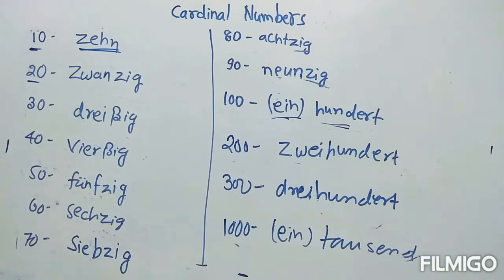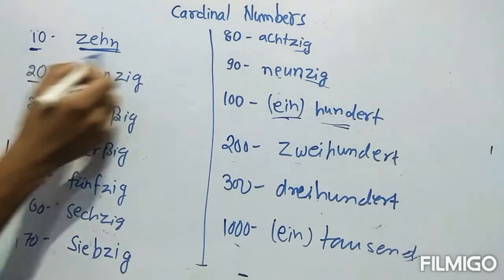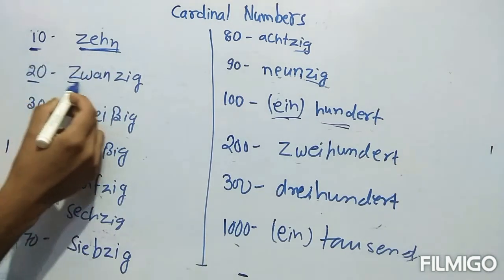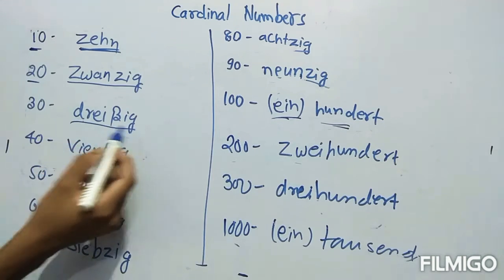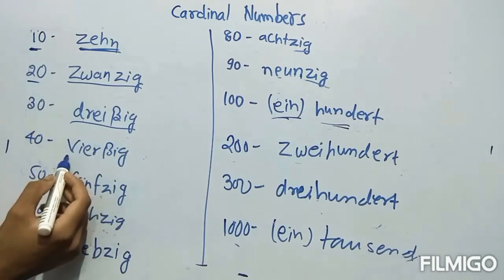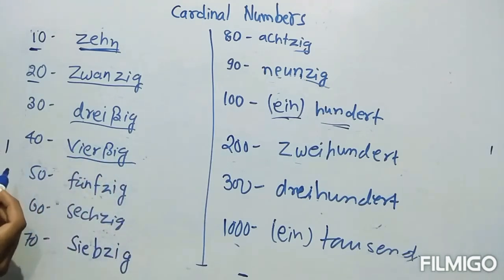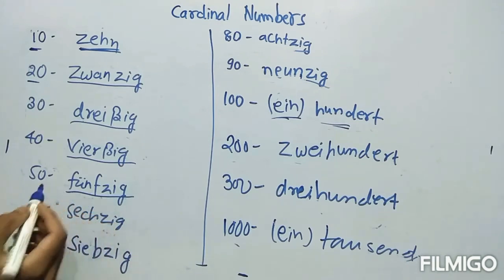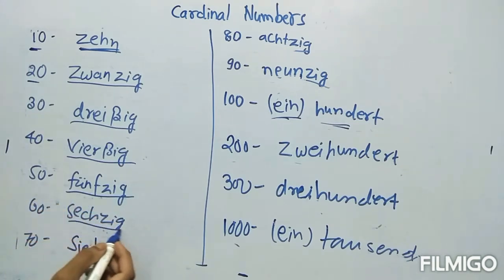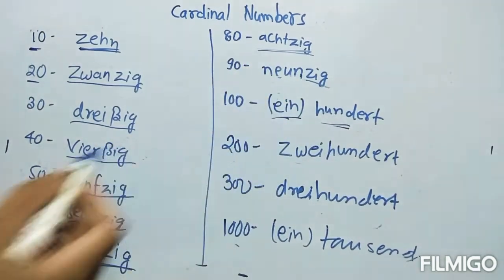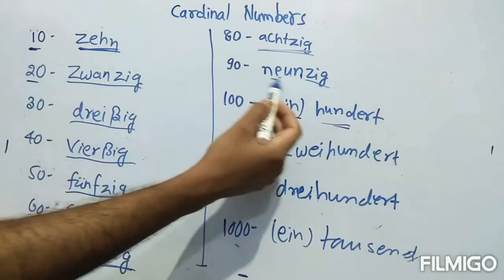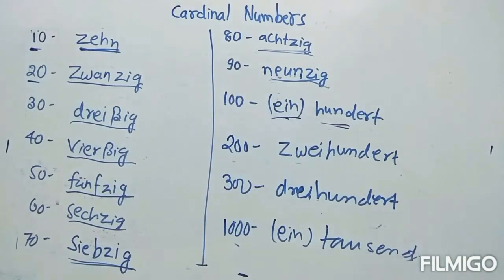Okay, once more. 10 is zehn. 20, zwanzig. 30, dreißig. 40, vierzig. 50, fünfzig. 60, sechzig. 70, siebzig. 80, achtzig. 90, neunzig. 100, hundert, einhundert.